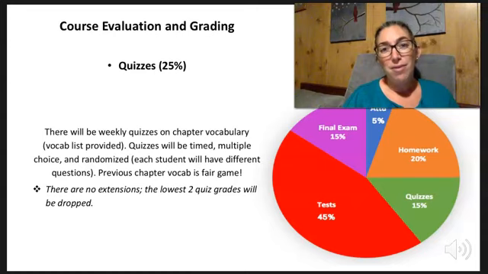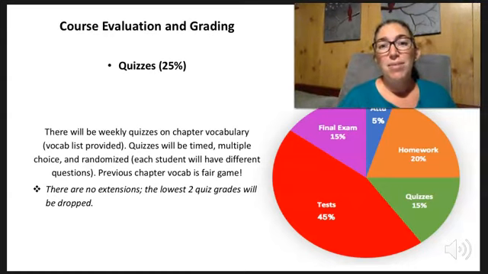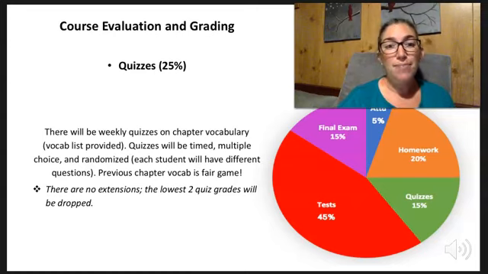So there will be weekly vocabulary quizzes. I will give you a vocab list for each chapter. And you will take the quizzes in Blackboard. They will be timed. They will be multiple choice, and they will be randomized, meaning each student will get a different set of questions. So there may be something like 30-ish vocabulary words per chapter, but only like 10 will show up on the quiz, and everyone will get a different 10.